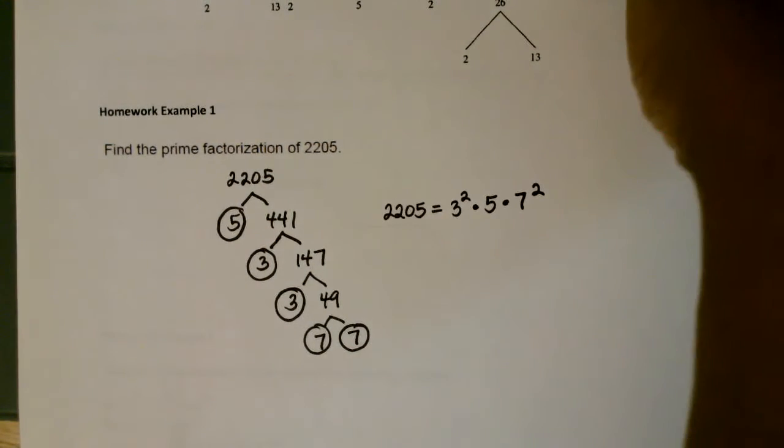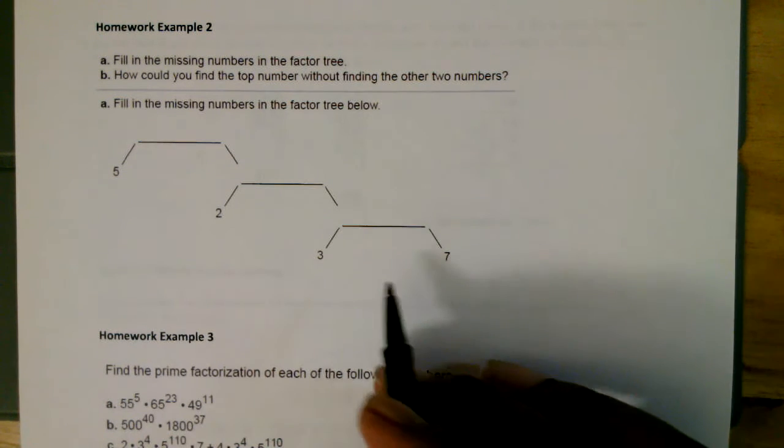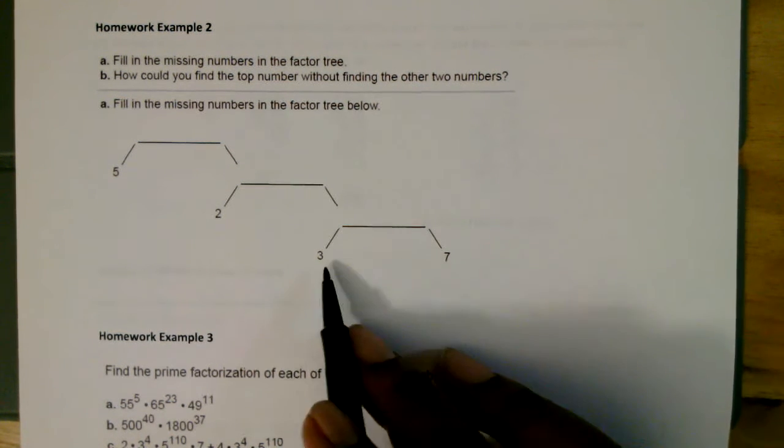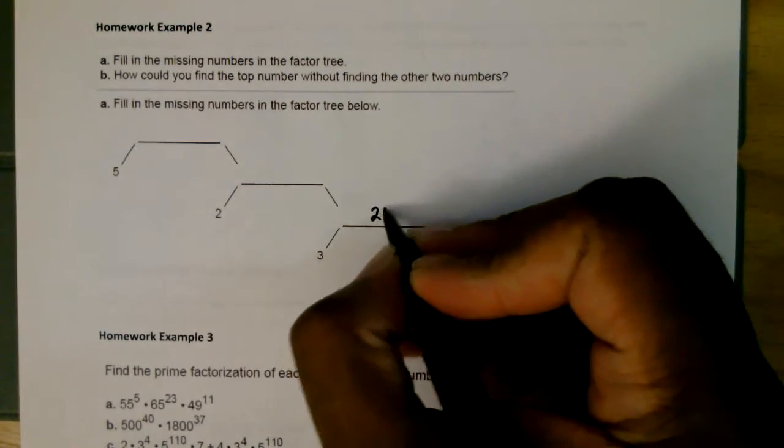All right, let's look at this example that's in the homework. Fill in the missing numbers in the factor tree. And part B, how can you find the top number without finding the other 2 numbers? All right, so let's start from the bottom here. If I have 3 times 7, I can find that out. It would be 21.